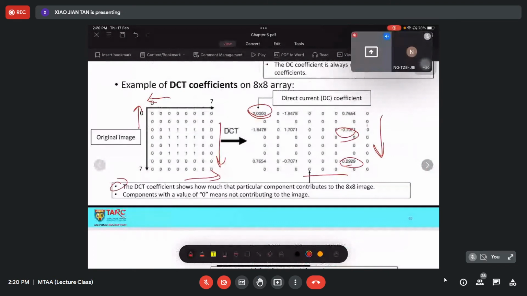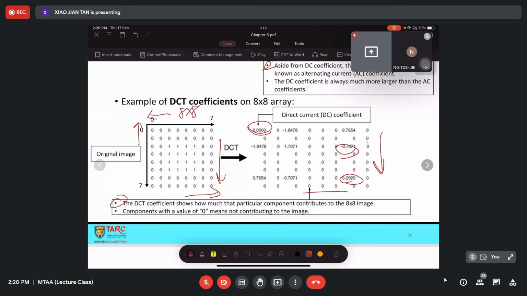The DCT coefficient shows how much a particular component contributes to the 8x8 image, and a component with a value of 0 contributes nothing to the image. So why 8x8? In DCT, or in image compression, we always emphasize 8 times 8. Why 8 times 8? Because 8 times 8 is the size of the block selected by JPEG.